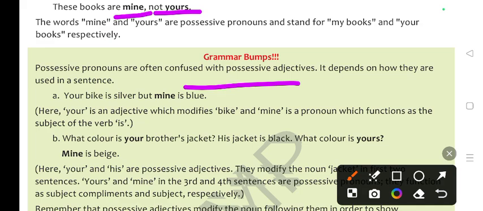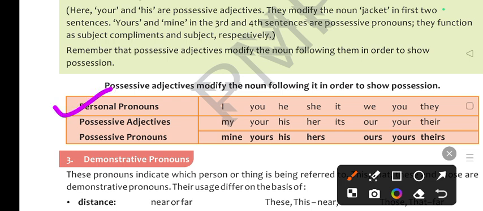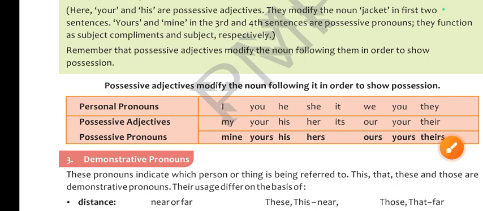Okay. So again, you are supposed to go through this chart. This is the personal pronoun, and this is the possessive adjective and possessive pronoun. Like my is a possessive adjective, but mine is a possessive pronoun. So just go through this.